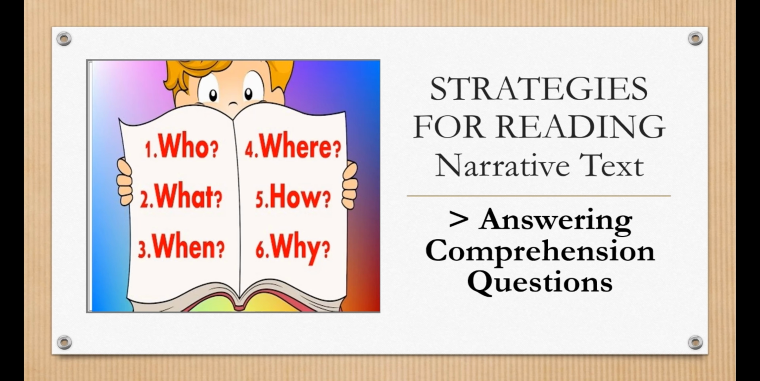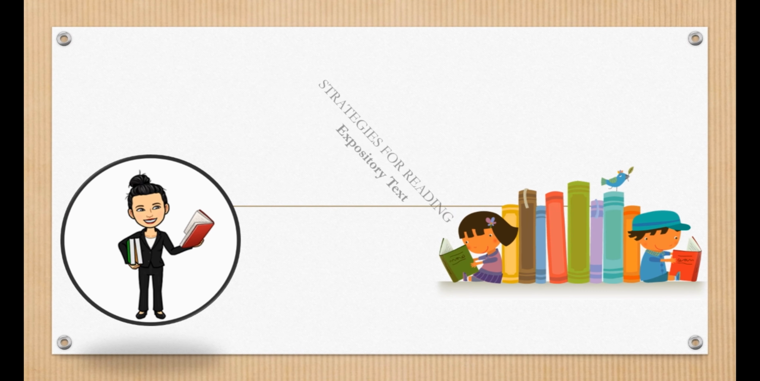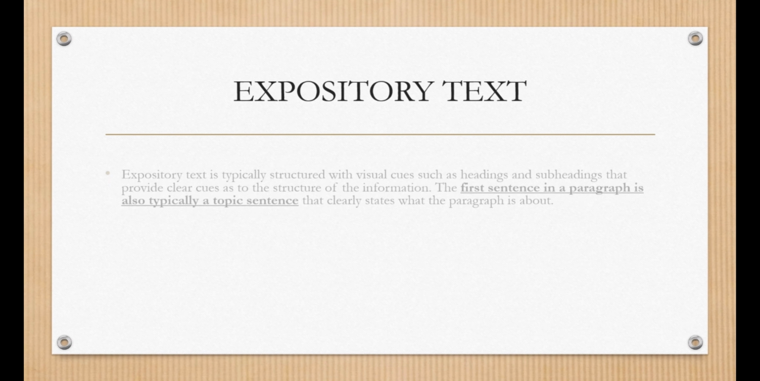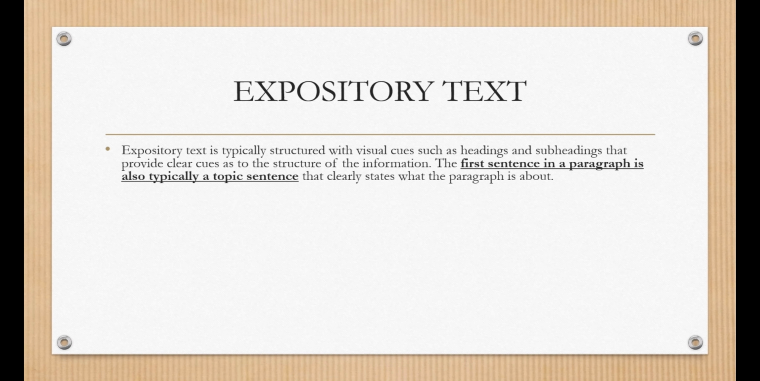Next are strategies for reading expository text. Expository text explains facts and concepts in order to inform, persuade, or explain. Expository text typically is structured with visual cues such as headings and subheadings that provide clear cues as to the structure of the information. The first sentence in a paragraph is also typically a topic sentence that clearly states what the paragraph is about.